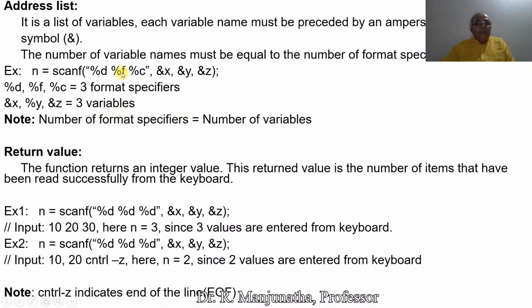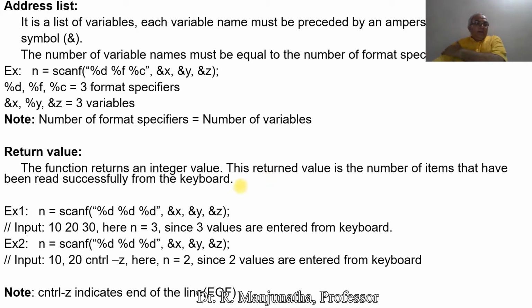So, number of format specifiers. The percentage sign is the specifier; d, f and c are the format specifiers. The number of format specifiers should be equal to the number of variables. Returning the value: the function returns an integer value. This returned value is the number of items that have been read successfully from the keyboard.